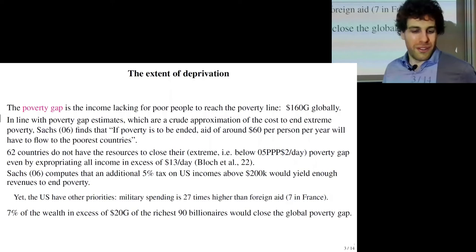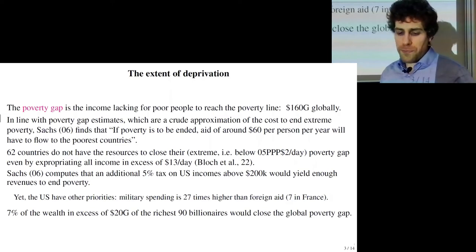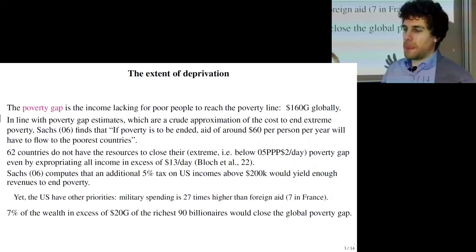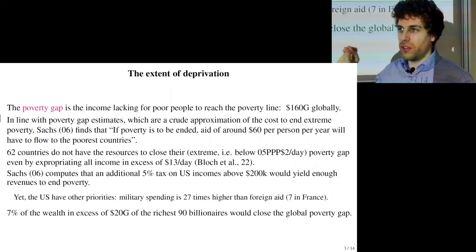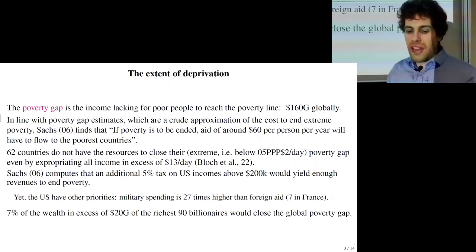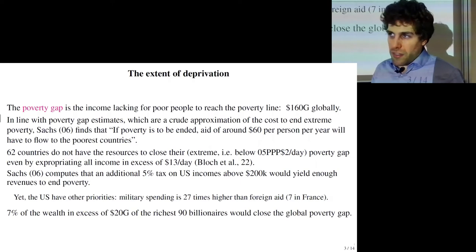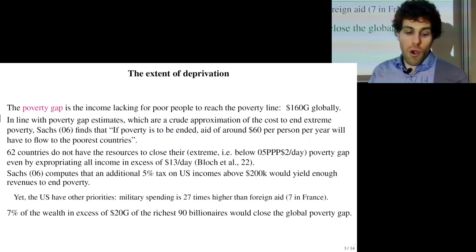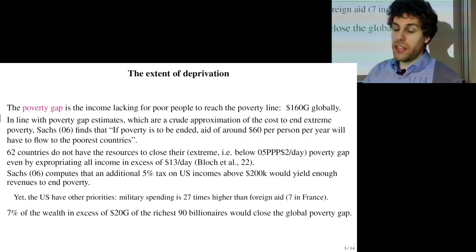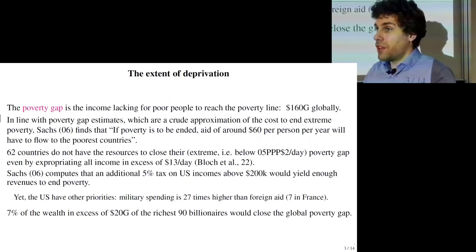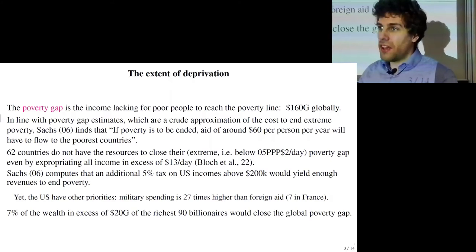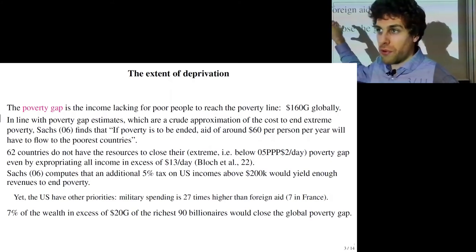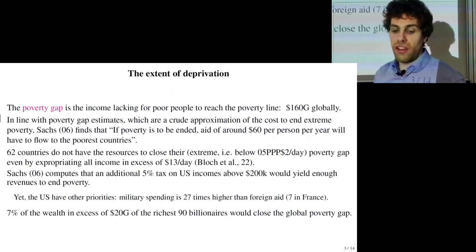Another way to think about this number is to think what would happen if we target the richest people in the world. Think about the 90 billionaires that are richer than $20 billion. All their wealth in excess of these 20 billion, if we expropriate it, and assuming a 7% return per year, the dividend alone would be enough to close the global poverty gap.